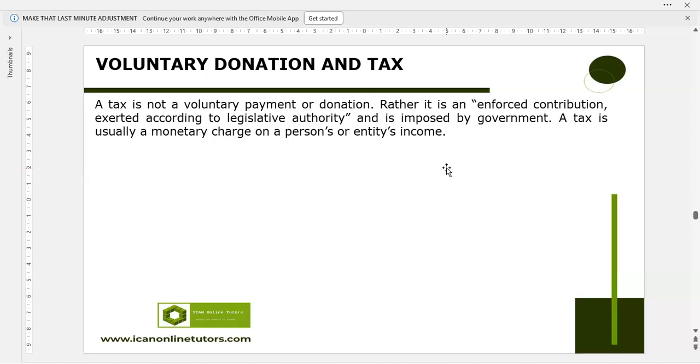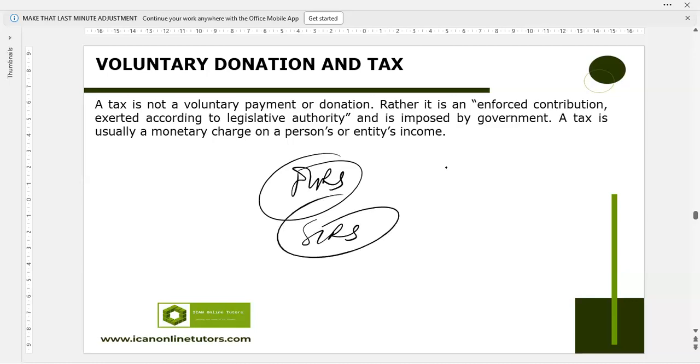For instance, the federal government has the FIRS, which is the revenue collection agency. That's the authority for the federal government. Then at the state level, we have the State Internal Revenue Service. So each state has their own. Then in Lagos State, we have the Lagos State Internal Revenue Service, which is the agency charged with the responsibility of tax administration. Taxes may be imposed on individuals, entities, assets, and on transactions.